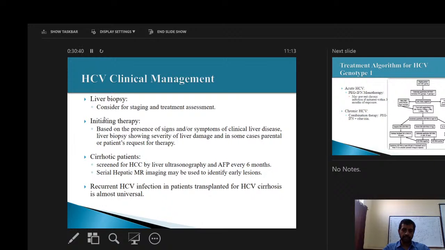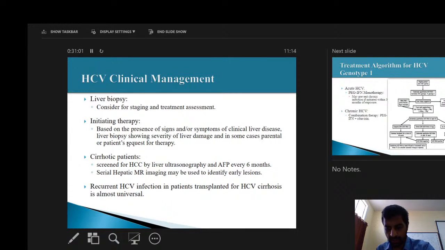So based on the genotype, there are different kinds of drugs. We'll talk about the drugs in a little bit. So why do you treat the patient irrespective of the clinical status? See, as I've told you during pathogenesis, the HCV virus has the capability to prevent the innate immunity from working, right?